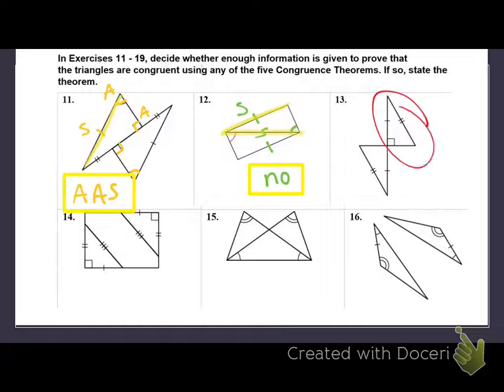13, what kind of triangle do we have going on here? Right triangle. Are they both right triangles? Yes. How do I know? Vertical angles. So when it's a right triangle, what do you always want to ask yourself? Is it hypotenuse leg? So is the hypotenuse marked congruent to a hypotenuse? Yes. The one with 2, that's the hypotenuse. And then is a leg, aka another side, congruent to another leg? Yes. So is this hypotenuse leg? Yes.